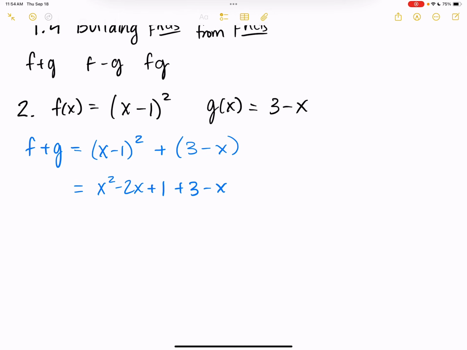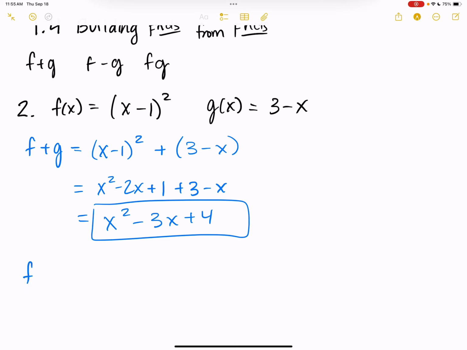Okay, so then that gives us x squared minus 3x plus 4, and that's my answer. It's not setting it equal to 0. No, we're not solving it. It just says to rewrite the function, f plus g.